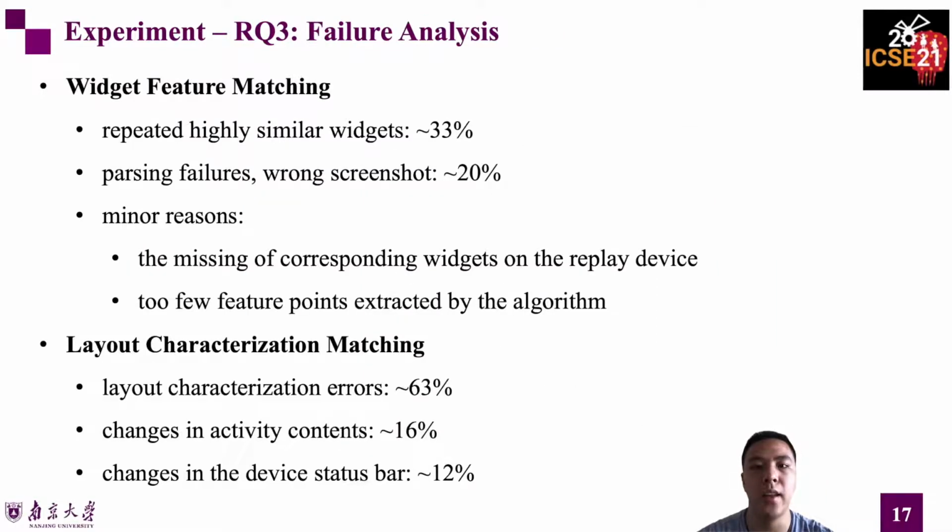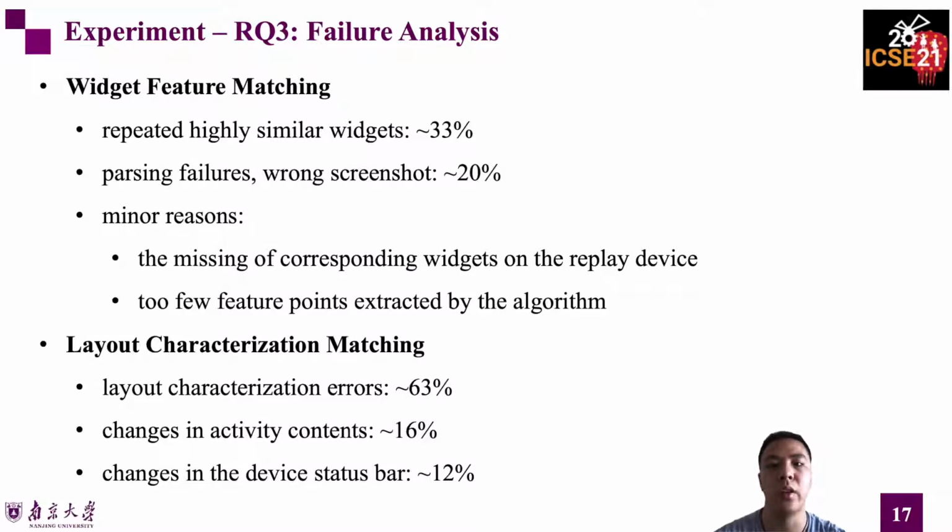We also review and analyze the failure cases one by one and summarize some failure reasons. In the widget feature matching, failures due to repeated highly similar widgets account for almost 1/3 of all failure cases, which is the most important reason for failure. Secondly, the parsing failures in the recording phase result in the wrong screenshot of the target widgets. Such failures account for approximately 20% of all the failure cases. Some minor reasons also have led to individual failure cases, such as the missing of corresponding widgets on the replay device, too few feature points extracted by the algorithm, making the algorithm output results set empty.